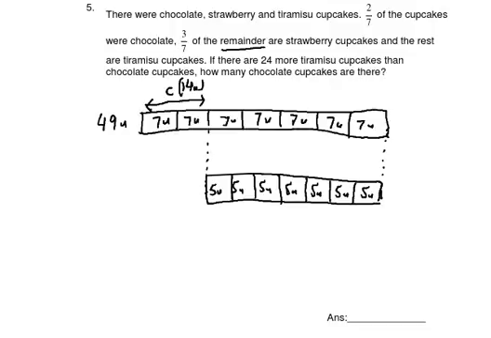3/7 of the remainder. So 1, 2, 3. 3/7 of the remainder is actually strawberry. Correct? And strawberry is how many units? 15 units. Okay. And the rest are tiramisu. Tiramisu is how many units? 20. Gabriel, tiramisu is how many units?